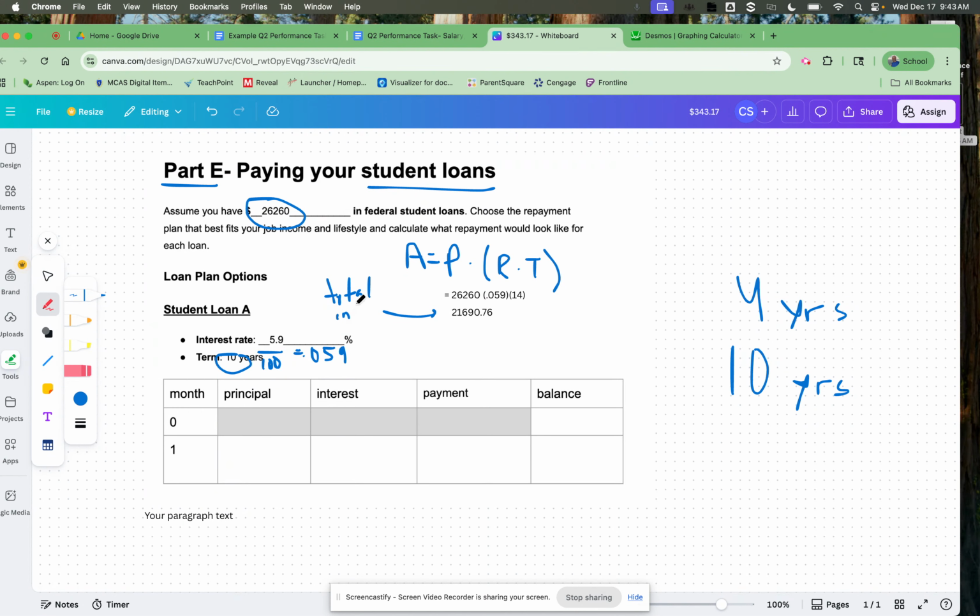interest. But remember, I'm not paying it off all at once. I'm going to have many, many months to pay it off. I have 10 years to pay it off. So how many months is 10 years? Each year is 12 months. So I'm going to do 10 times 12. That gives me 120 months. So I'm going to break it up into 120 small payments.